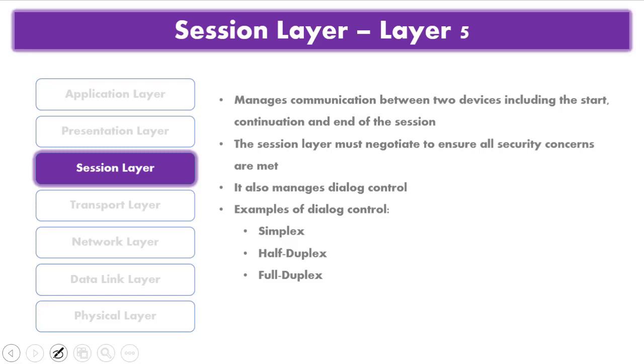Alright, so this is layer 5, or we can call it the session layer. The session layer's job is managing communication between two devices, including the start of the session, its continuation, and also how the session ends. So we need a way to agree how to say hello, have the dialogue, and then end the conversation. Overall, it's controlling the data flow between the devices. So we've got a few important roles here. Start, continuation, and then finally the end.